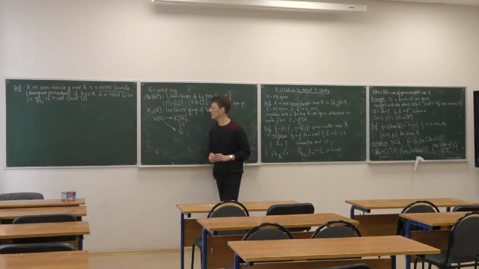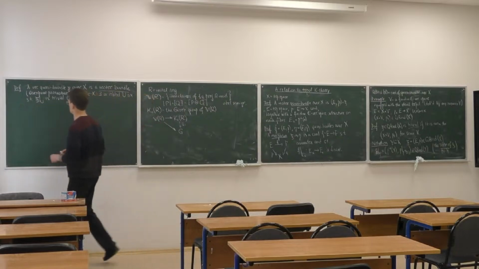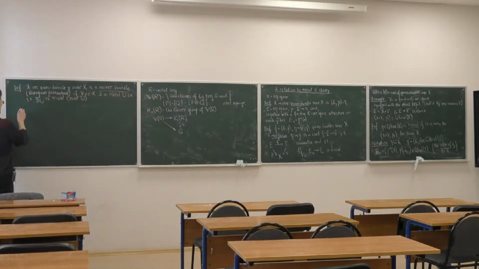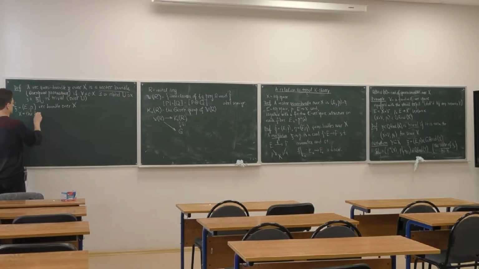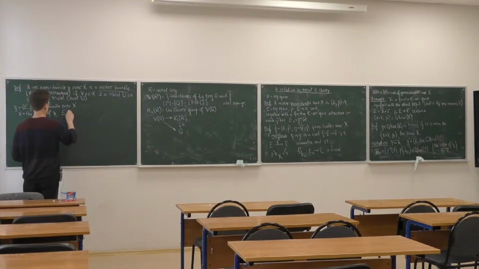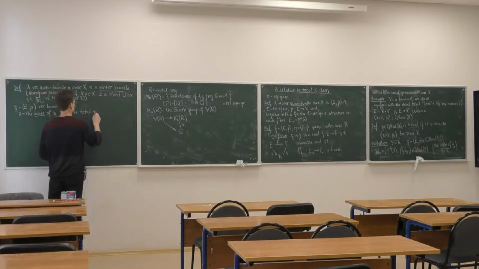Okay. Well, let's also introduce some terminology. If we have a vector bundle psi over X, then we say that X is the base of this bundle psi, and E is called the total space, the total space of psi.